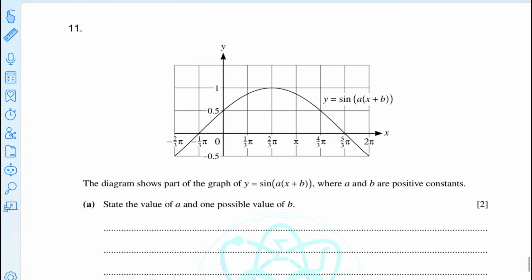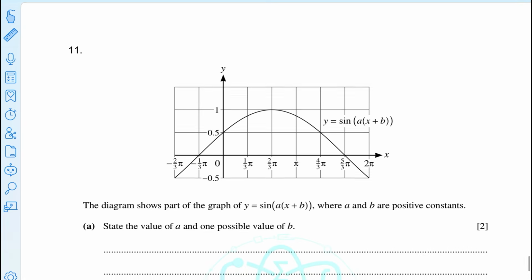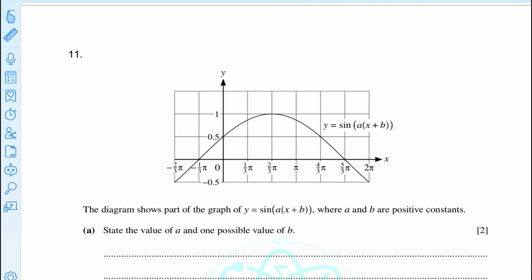Next, transformation of curves. Question number 19. The diagram shows a part of the graph y = sin(ax + b), where a and b are positive constants. State the value of a and one positive value of b. Before I start doing this, let me try to make you understand this.